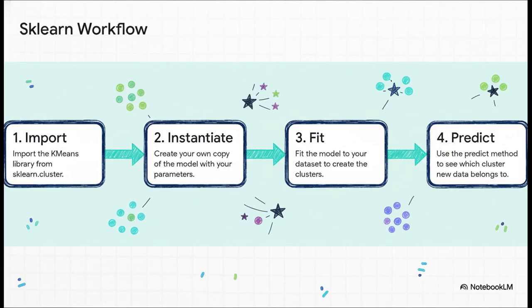First, you import the k-means tool from the library. Second, you instantiate it, which basically means you create your own custom version of the model. Third, you fit that model to your data. That's when the magic happens and the clustering actually gets done. And finally, once it's trained, you can use it to predict which group any new piece of data should belong to.